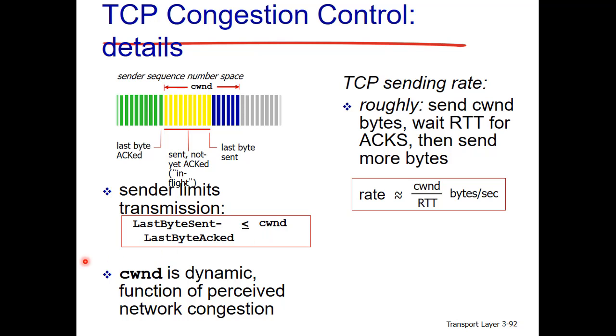So TCP congestion control is the sender limiting the transmission. How does the sender limit its transmission rate? Through the congestion window. This is my congestion window.